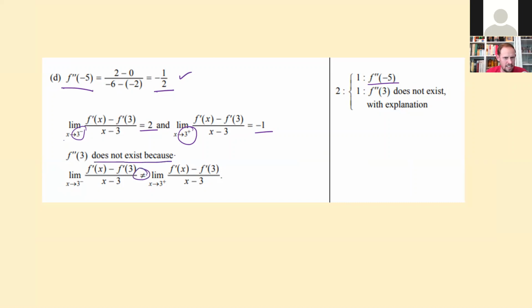Right? So we basically did the same thing. We didn't write out quite as much, but we did say from the left it was one thing, from the right it was the other thing. And since they were not equal, it does not exist. So I think that would be full credit for us because we have the answer that it does not exist with an explanation. All right. So that is that. A little bit longer on problems today.